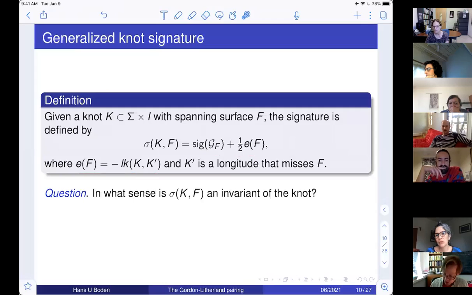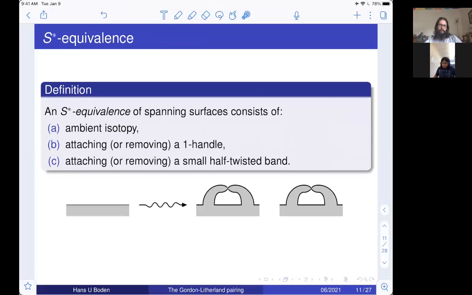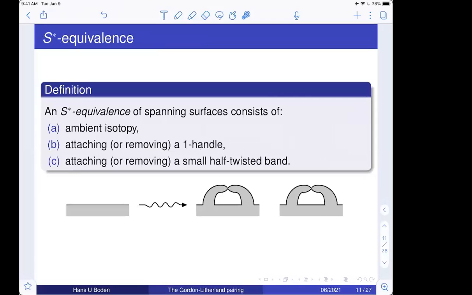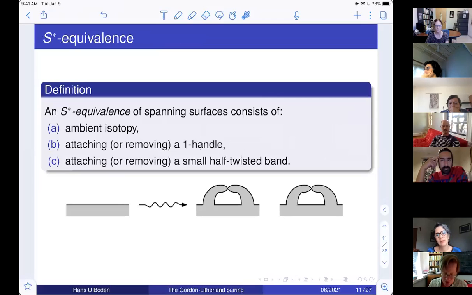So a key question here is, in what sense is this an invariant of the knot? And again, Gordon and Litherland come to the rescue. They introduced this notion of S-star equivalence of spanning surfaces. And this is a mild extension of what's done for oriented spanning surfaces. There you have the notion of S equivalence, and S-star equivalence just extends that to unoriented surfaces.